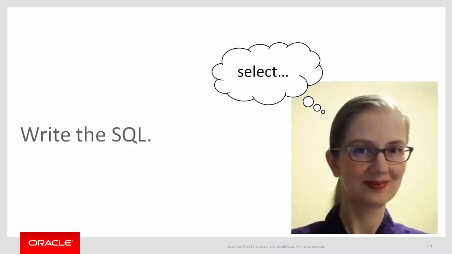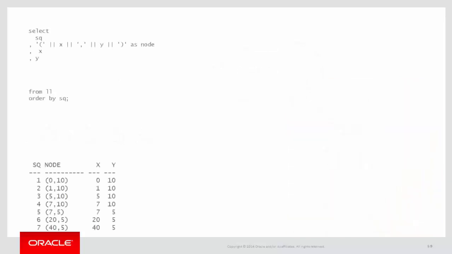So I'm going to start with a simple select statement. All I'm doing here is selecting the x, y values, the sequence number, and pretty printing out the node, of course ordering by the sequence number.